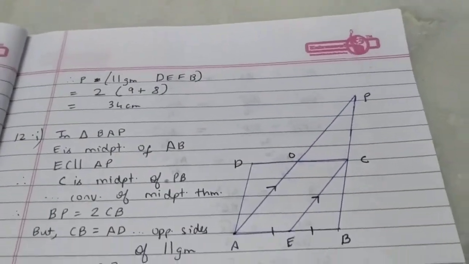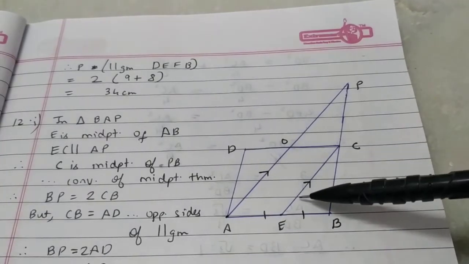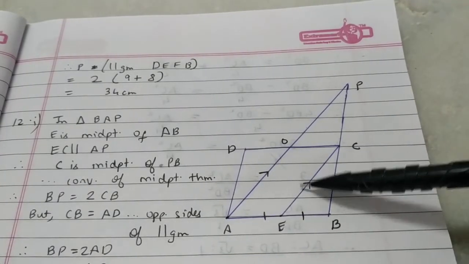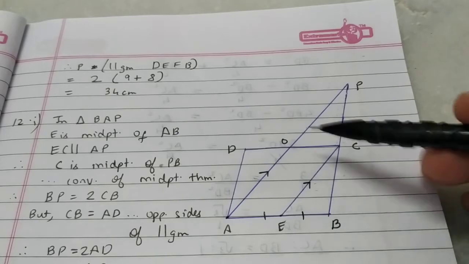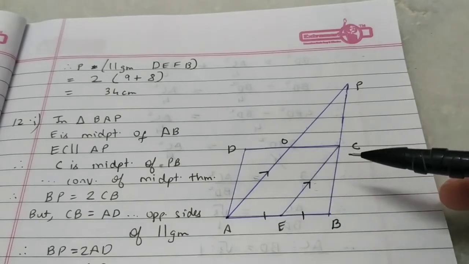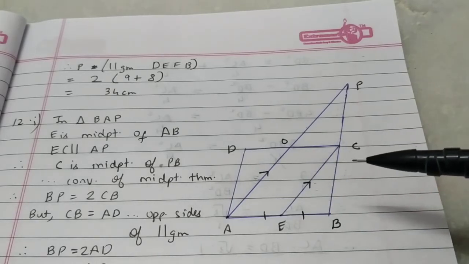What is given in the question? First of all, always mark those things in the diagram. E is a midpoint is given, and this is parallel to this is given. So whatever is given, if you mark it, it becomes easy for you to visualize what to do next. So what to do next?